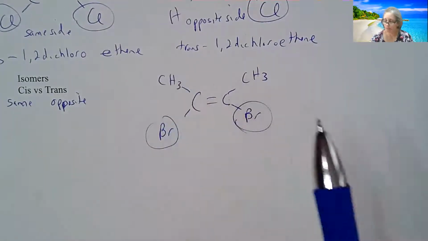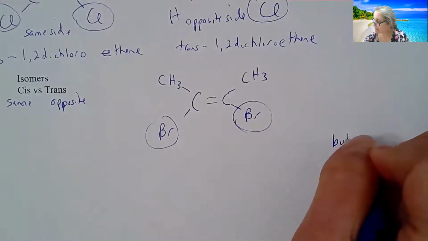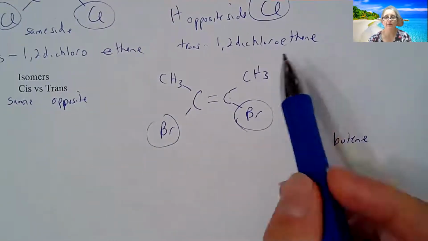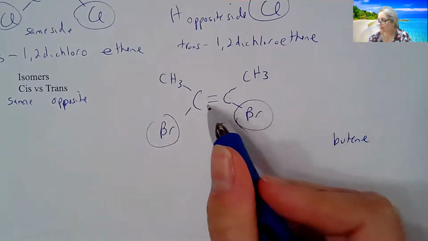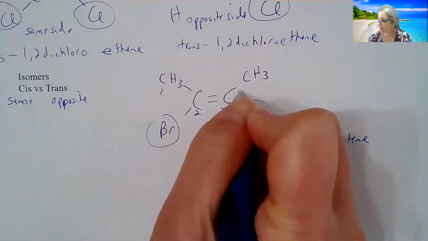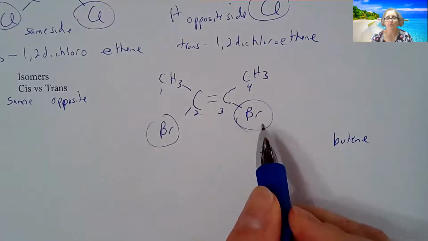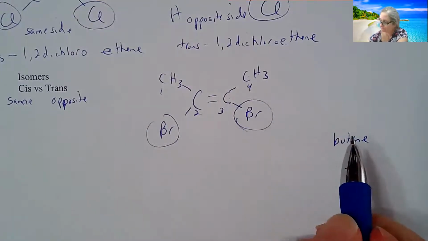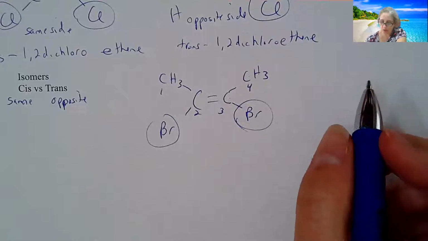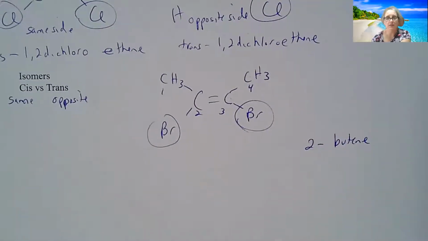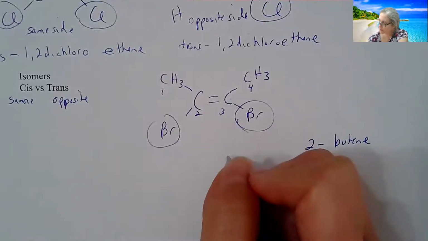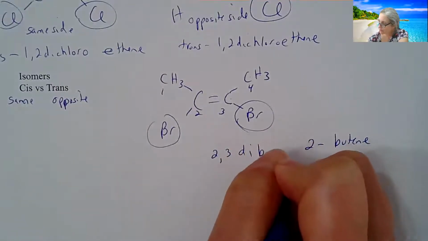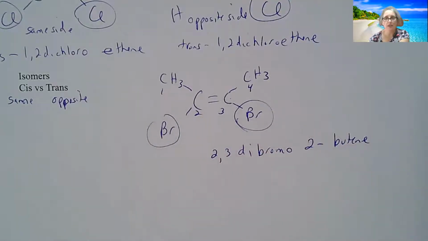So I have to name this butene at the end, because I'm talking about 4 carbons: 1, 2, 3, 4. Now, where do you start numbering? It doesn't really matter because that double bond happens to be between the second and the third, but you would still need to label them. So I put 2-butene to say it's between the second and third carbons. The second and third carbons are where the bromines are, so I put 2,3-dibromo in front of the 2-butene.